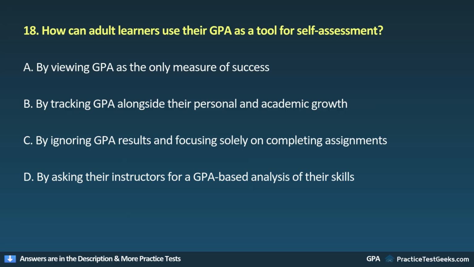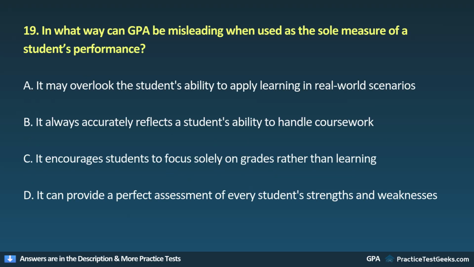B. By tracking GPA alongside their personal and academic growth. C. By ignoring GPA results and focusing solely on completing assignments. D. By asking their instructors for a GPA-based analysis of their skills. 19. In what way can GPA be misleading when used as the sole measure of a student's performance?